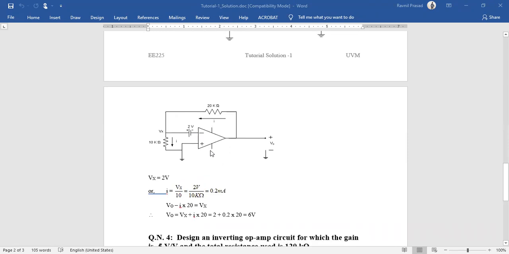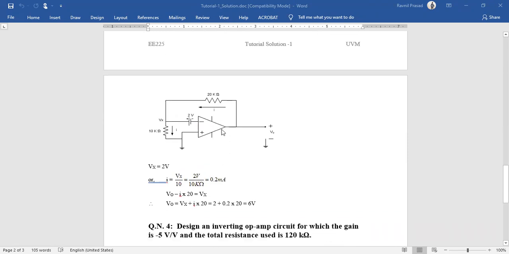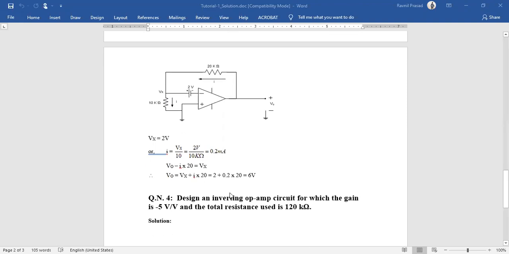Now if the current is flowing in this direction, if you do the mesh analysis in this loop, V0 minus I times 20 kilo ohms is going to give me Vx. So V0 minus I times 20 is going to give me Vx. Vx is 2 volt, like we have already mentioned over here. Solving for V0 is going to give me 6 volt.